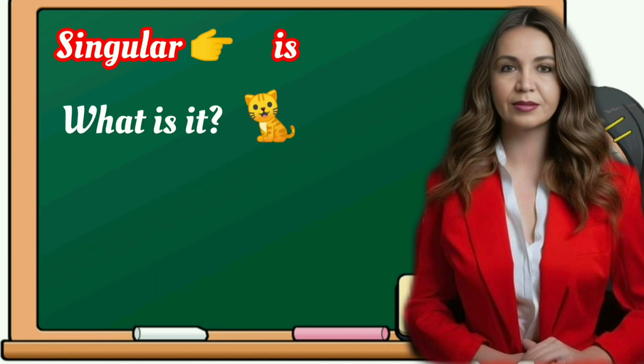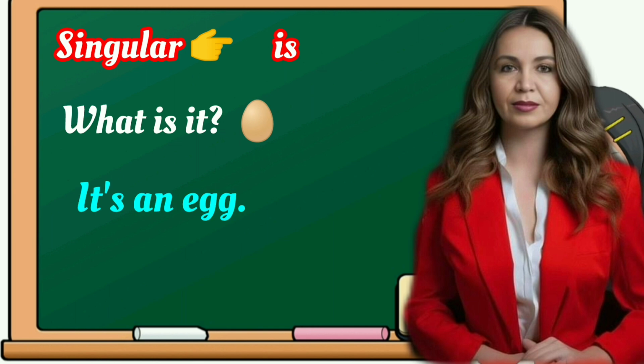What is it? It's a cap. Again, look here. What is it? It's an egg. I have used an because egg starts with the vowel E. If you have any doubt regarding a and an, you can go back to my video and the link is there in the description box.